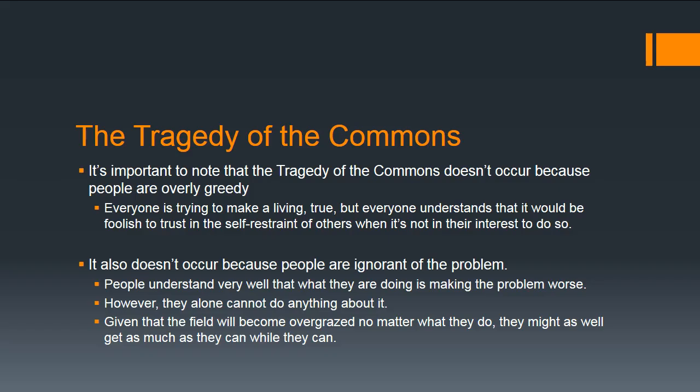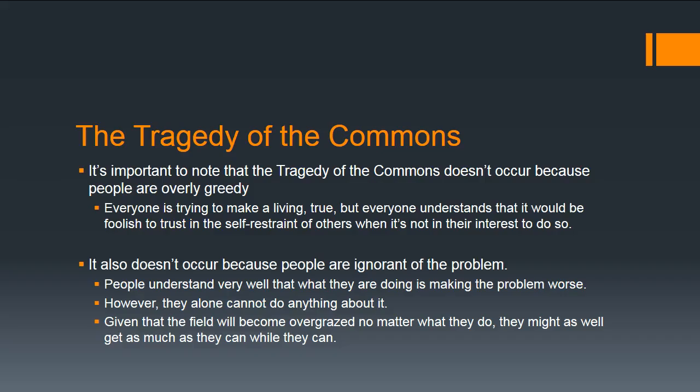In order for any improvement to be made, they are going to have to coordinate with the other person. They are going to have to get some assurances that others will also restrain their behavior, restrain their consumption of the good. And if they do that, then they can solve the problem and get to a better equilibrium.